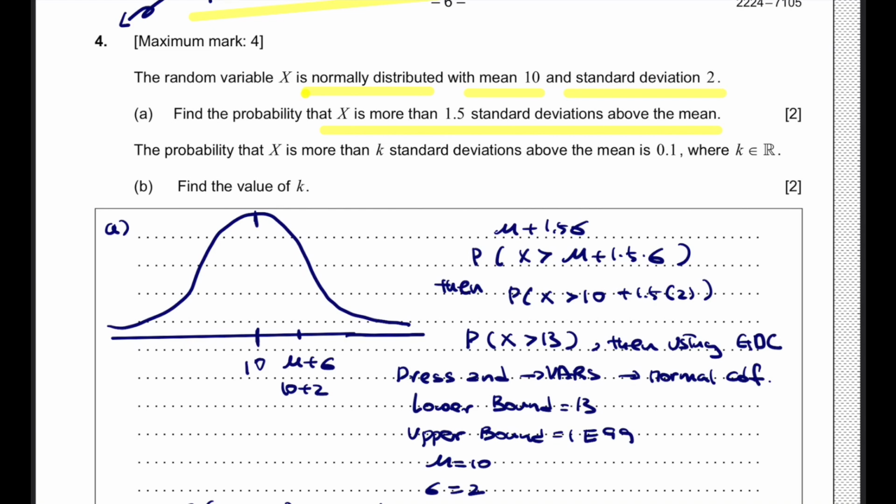So there's extra information here. It says the probability that x is more than k standard deviations above the mean is 0.1, where the k value is all real numbers. We need to find the value of k. That's question B.